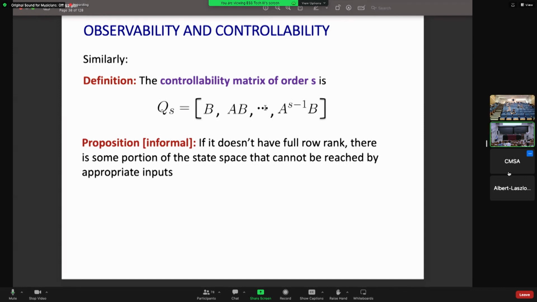You can't move after 1 step. You can't move after S steps. So there's some part of your state space that's inaccessible.